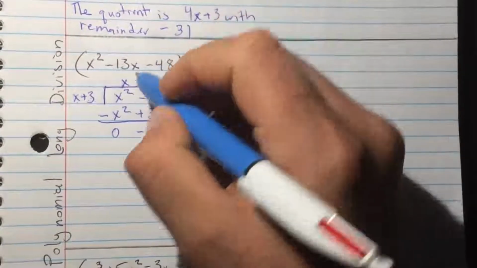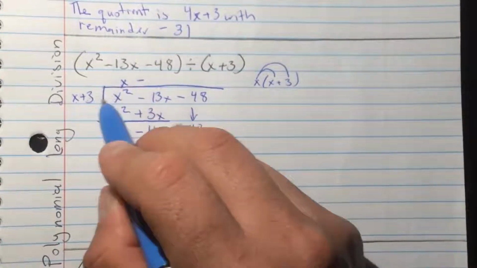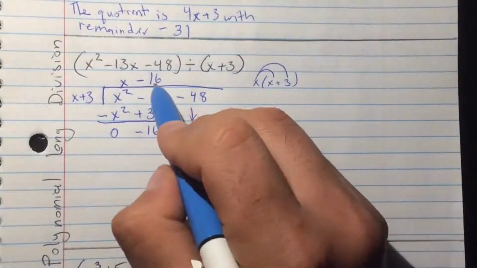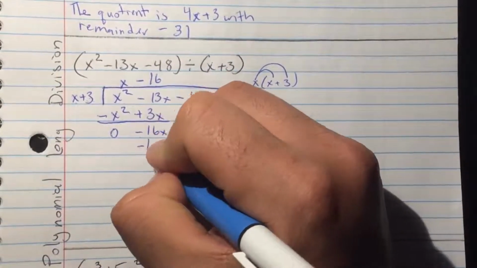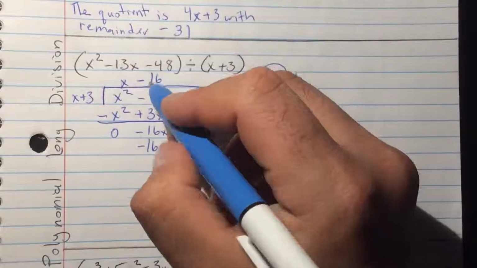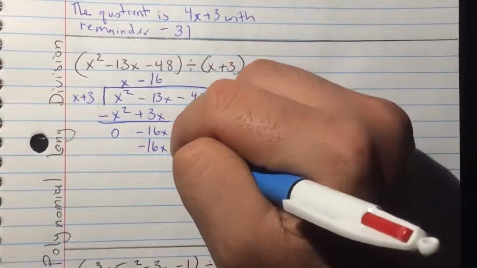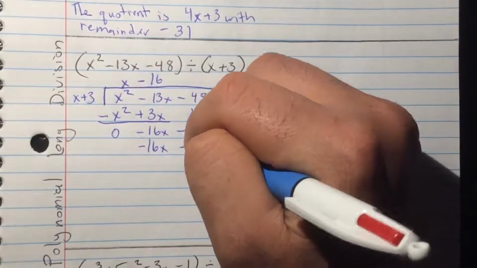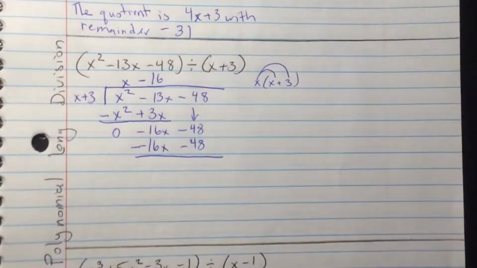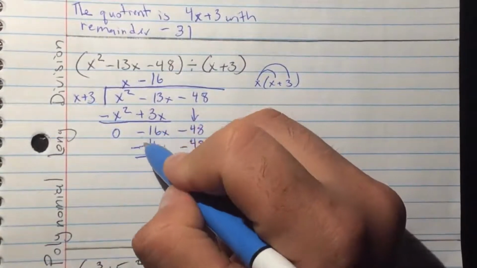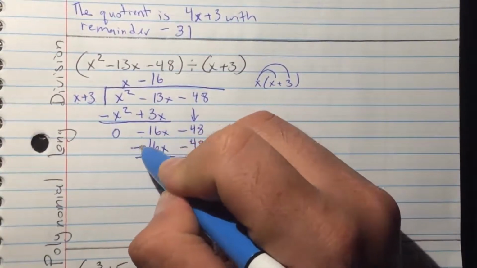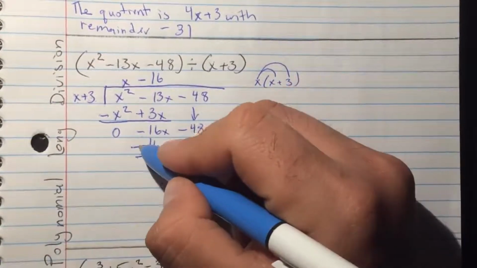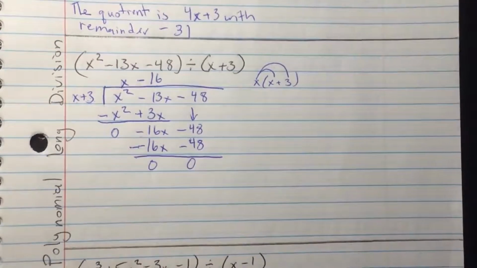So I know it's going to be negative, right? Because this is positive and this is negative. So we are going to have to multiply by a negative number, and it looks like it's going to be 16. Negative 16 times x does indeed give us a negative 16x, and negative 16 times 3 actually gives us a negative 48. So when we subtract, negative 16x minus a negative 16x gives us 0, and negative 48 minus a negative 48 also gives us 0.